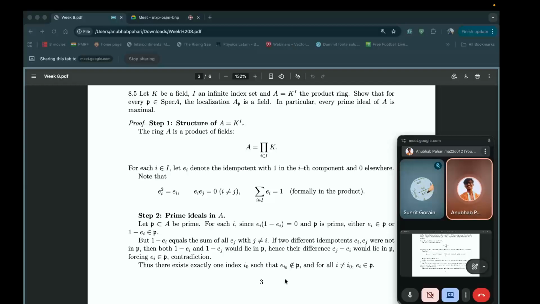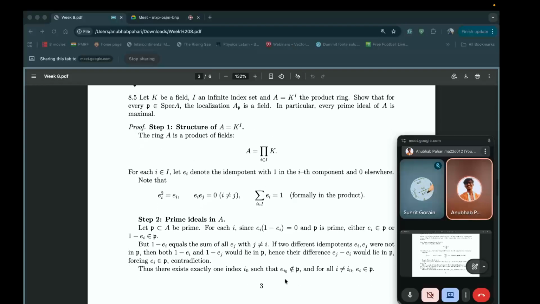So the ring is a product of fields. Now for each i of I, let e_i denote the idempotent with 1 in the ith component and 0 elsewhere. That is, e_i squared is equal to e_i, and e_i times e_j equals 0 for i not equal to j. And also note that the sum of these e_i would be (1,1,1,...), that is 1 in every tuple, and therefore it is 1 of A when you consider A as a ring.